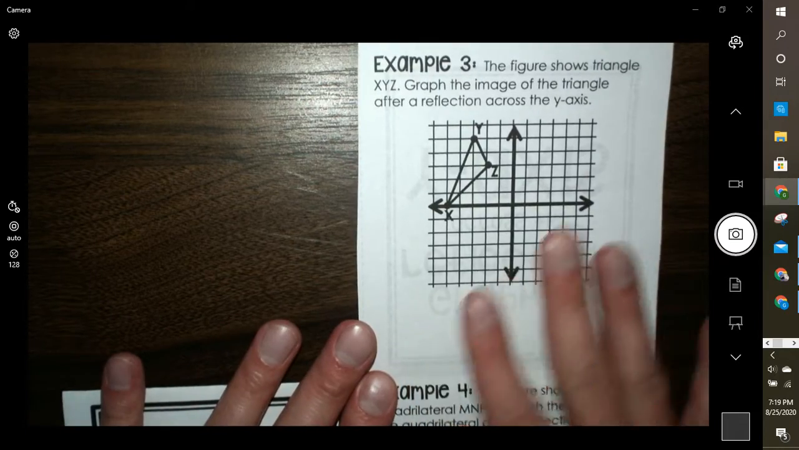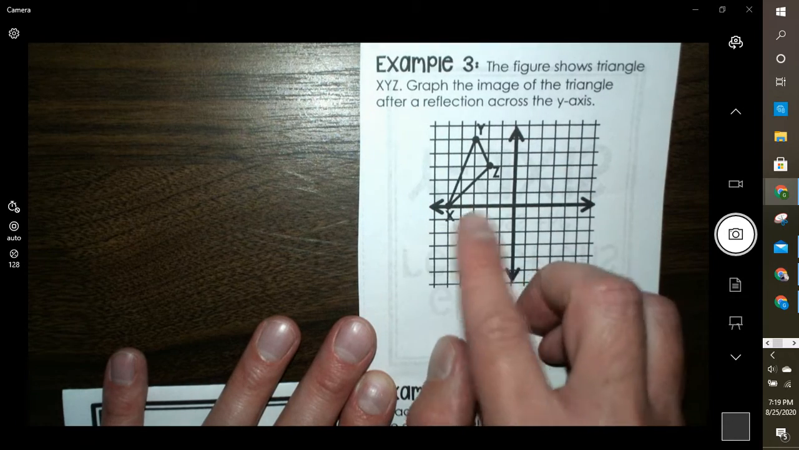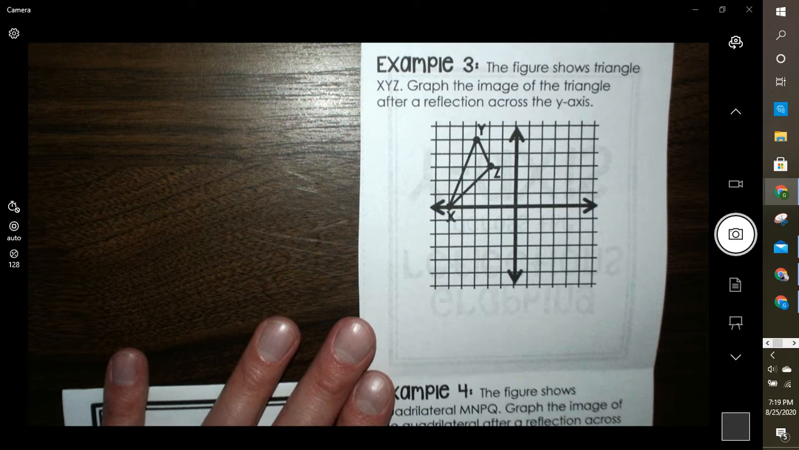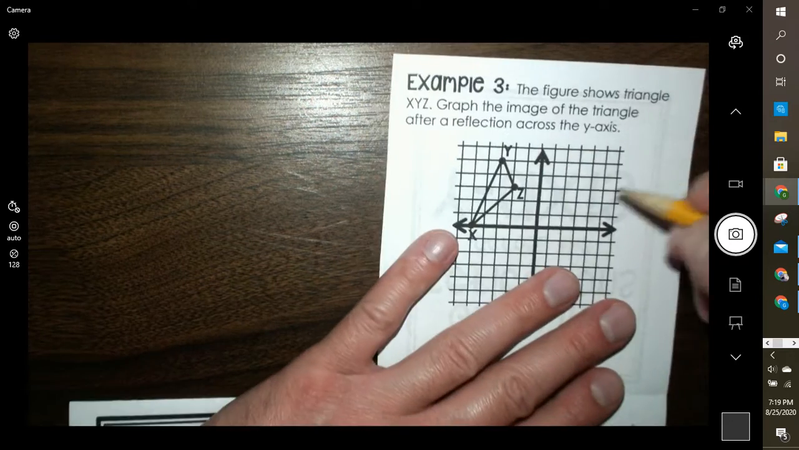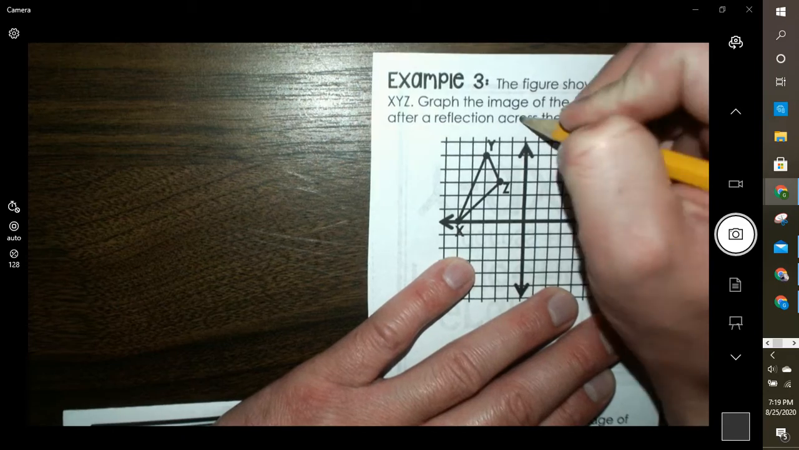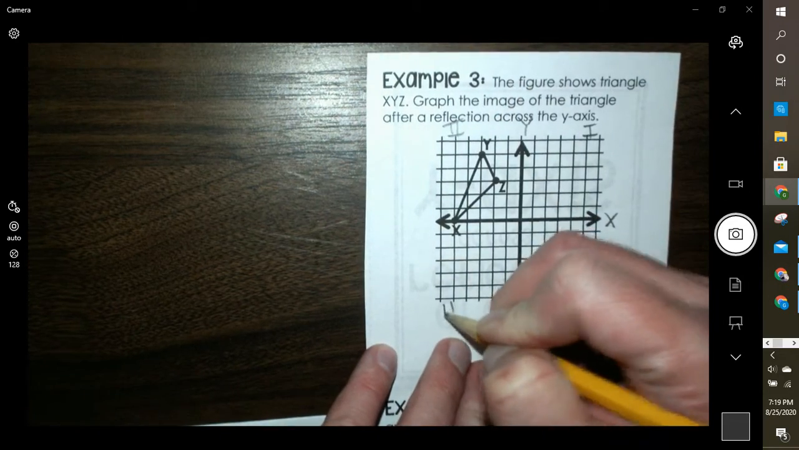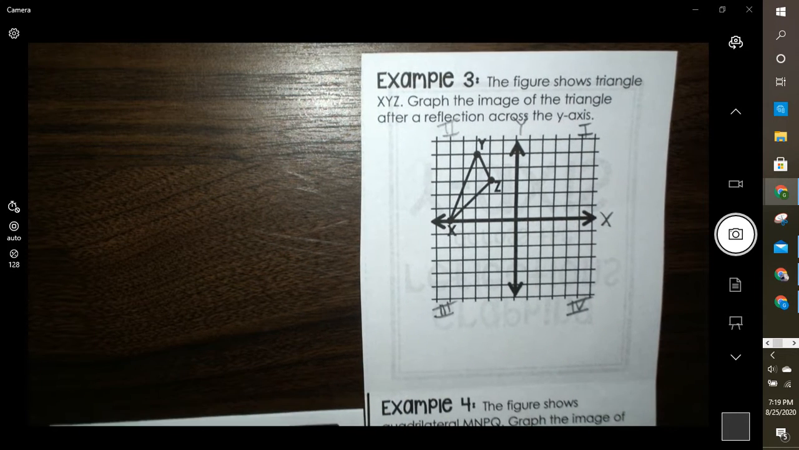Anyways, the figure shows triangle XYZ. Graph the image of the triangle after a reflection across the y-axis. So let's get in the habit of labeling our graph here: x, y, quadrant 1, quadrant 2, 3, and quadrant 4. And I'm going to highlight which axis we should be focused on here.